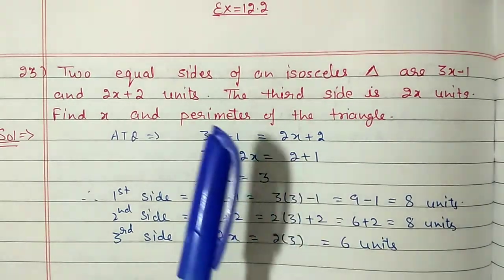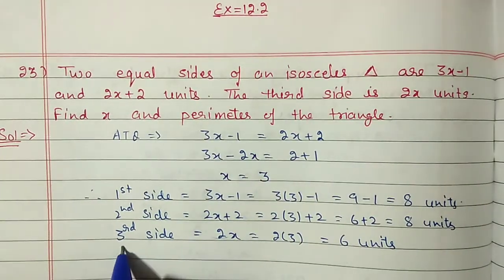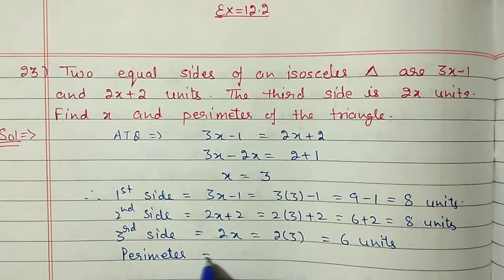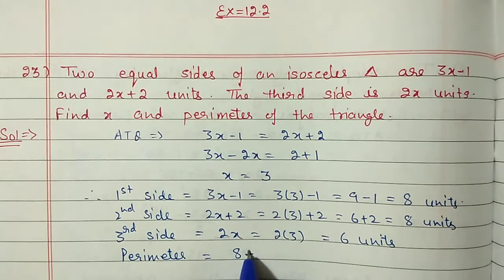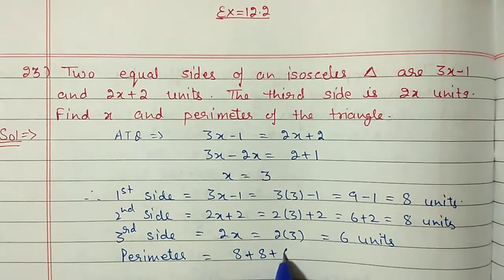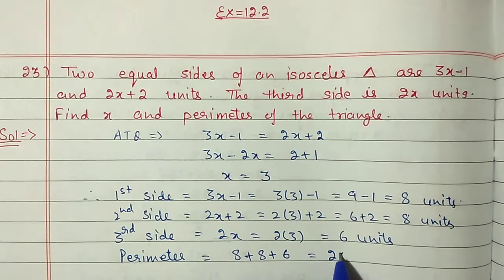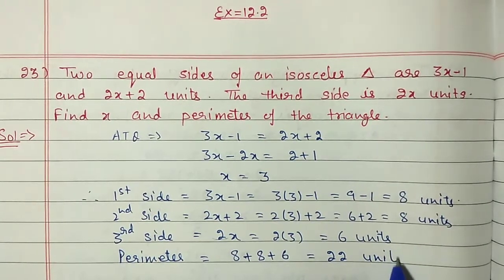Now we have to find out the perimeter also. Perimeter means the sum of all three sides of a triangle. So the first side is 8, the second side also 8, and the third side is 6. So 8 plus 8 is 16, and 16 plus 6 is 22 units.